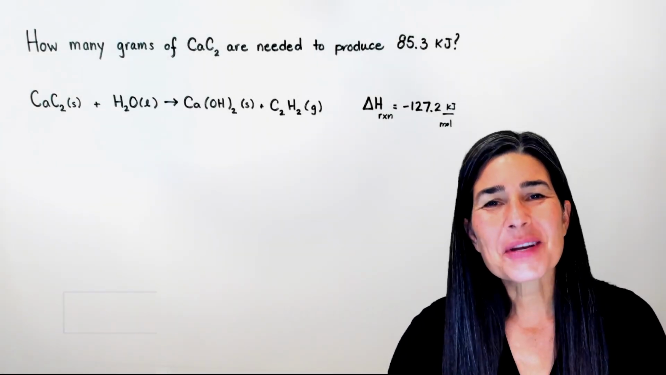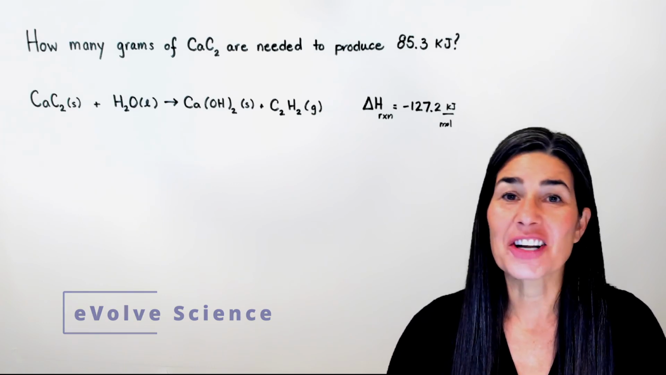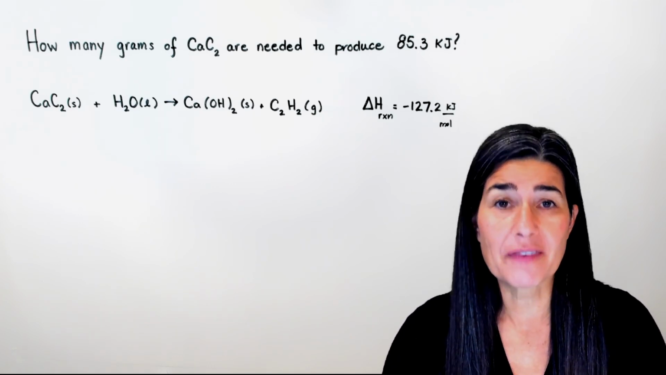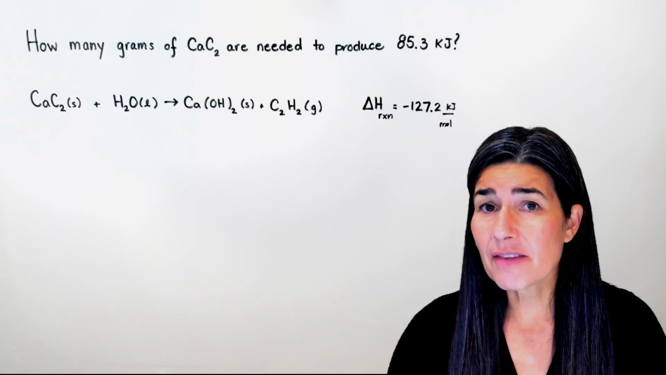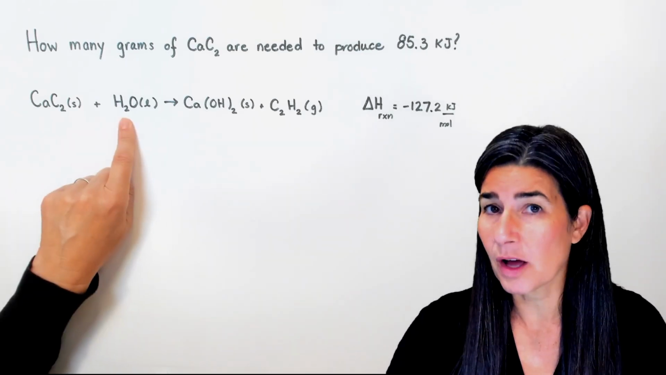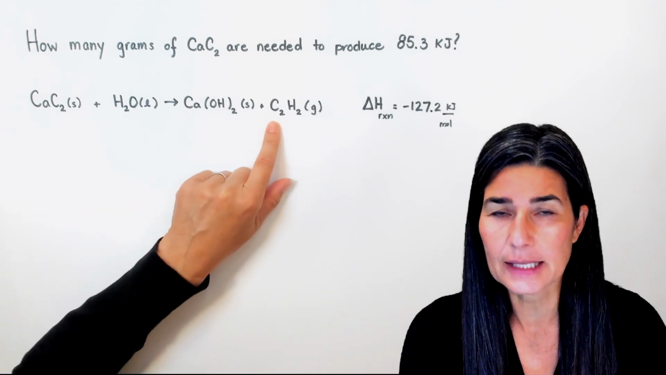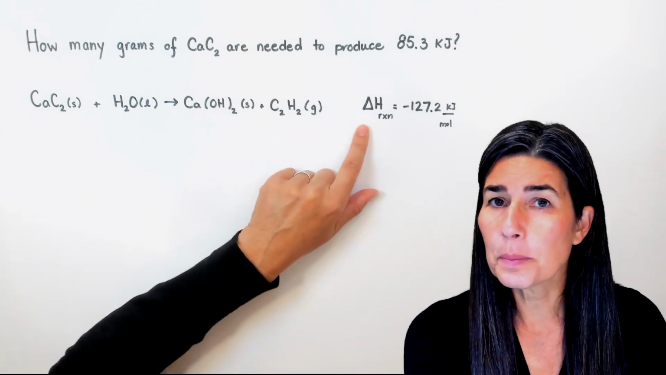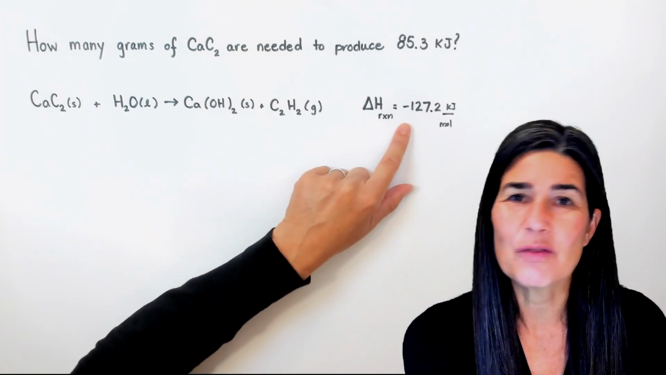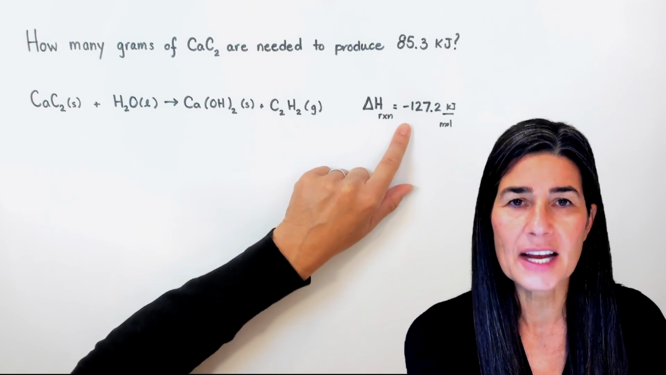Okay, this question asks us, how many grams of calcium carbide are needed to produce 85.3 kilojoules of energy? Now, what they give us is the chemical reaction between calcium carbide and water in order to produce calcium hydroxide and acetylene. And the enthalpy of this reaction is an exothermic reaction. It's a negative 127.2 kilojoules per mole for every reaction.